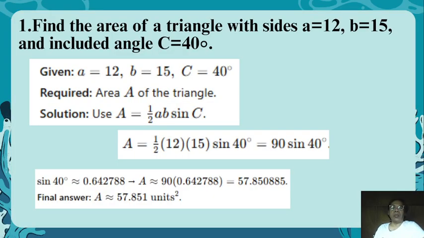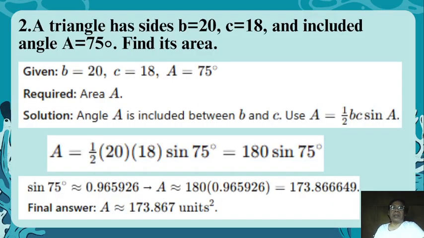So we are given two sides and the included angle C. So we are going to use the formula area is equal to 1/2 ab sine of angle C, and then substitute the values of the sides a and b and the angle C. So the answer is 57.85. And then our final answer is 57.85 units squared.